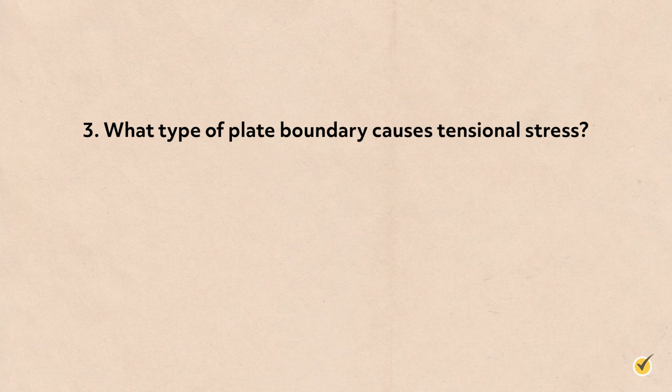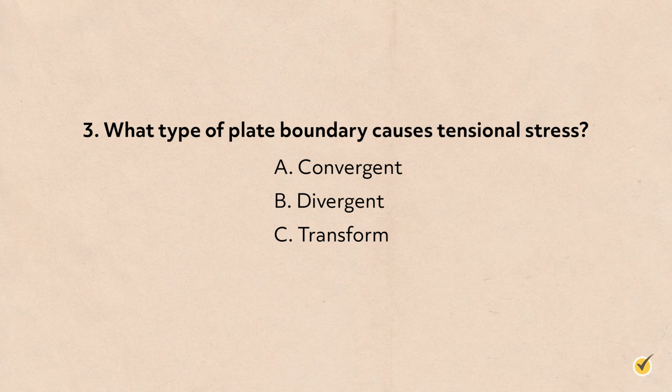What type of plate boundary causes tensional stress? Convergent, divergent, or transform? The correct answer is B, divergent. A convergent plate boundary causes compressional stress, while a transform boundary causes shear stress.